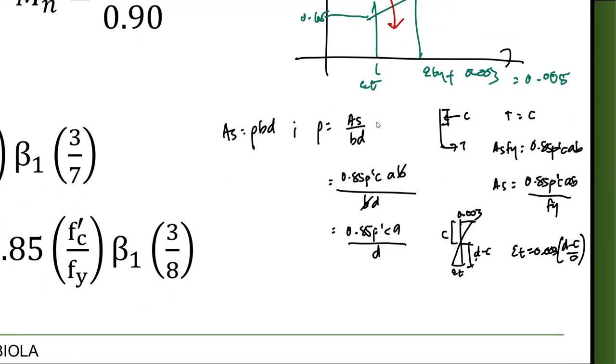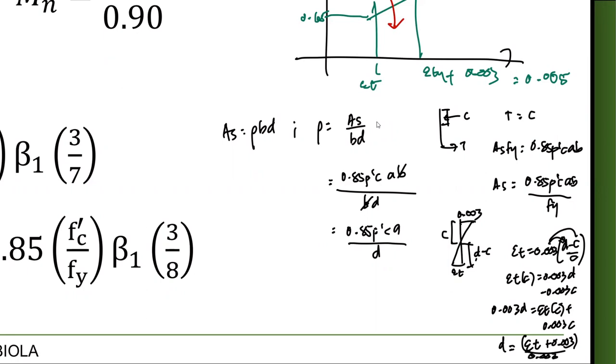So, try natin i-simplify ito. Cross-multiply natin yung C. ETC is equals to 0.003. Distribute natin. So, D minus 0.003 C. Transpose natin yung parehas na C. That is 0.003 D is ETC plus 0.003 C. Or pwedeng D is equals to ET plus 0.003 over 0.003 times C. So, pwede natin substitute yun dito, mabalik ulit.